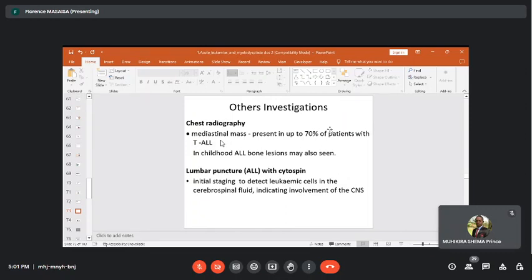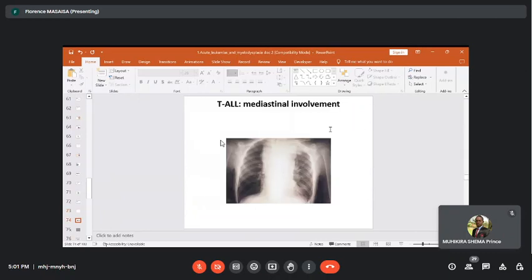It may be in the mediastinum, as in the case of T-ALL, but you can also do a lumbar puncture, where you can find leukemic cells involving the CNS. That is the chest X-ray finding of mediastinal involvement in case of leukemic cells, T-ALL, and so on.